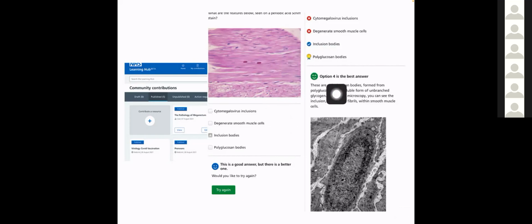These are actually polyglucosan bodies within the wall of the longitudinal muscle of the rectum. And then the feedback here is option 4 is the best answer. And then you can put additional pictures in, you can put videos, you can have a talking head.